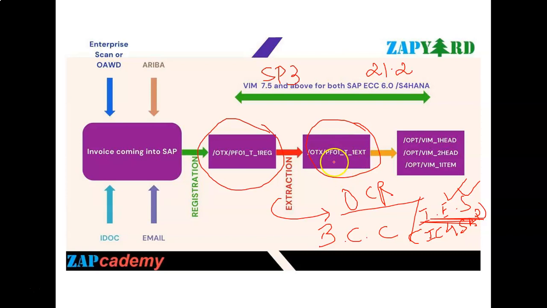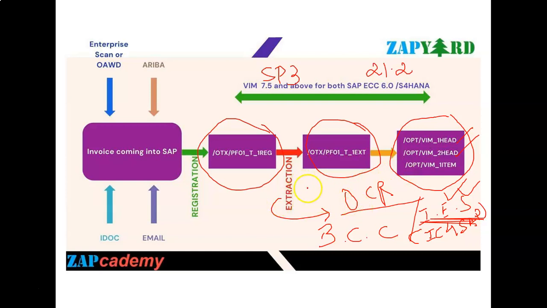So here the table becomes /OTX/PF01_T_1EXT. And once the data flows from the early archiving, registration and extraction to the document processing stage, the table remains the same as we saw in the last slide. So basically one head and two head hold your header data and your accounting information related data after the DP gets posted, and one item stores your line item data.